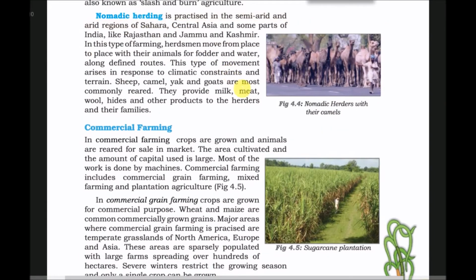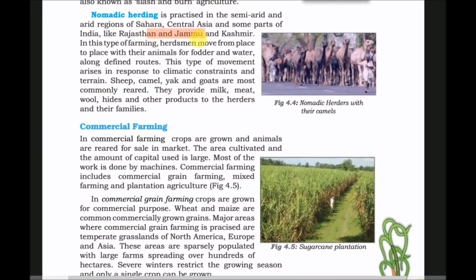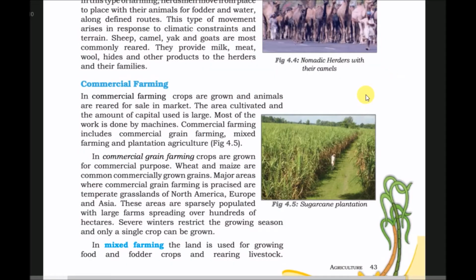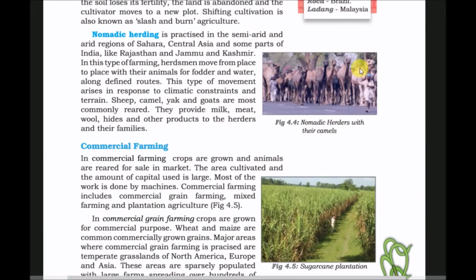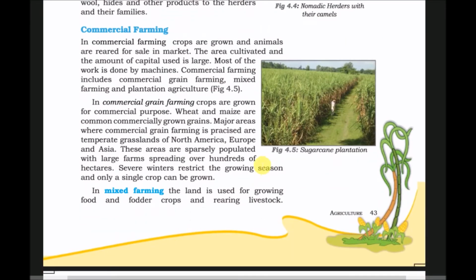Now nomadic herding is simply, here are the nomadic herders with their camels. Nomadic herding is the practice in the semi-arid and arid regions of Sahara, Central Asia, and some parts of India like Rajasthan and Jammu Kashmir. In this type of farming, herdsmen move from place to place with their animals for fodder and water. They use their animals for their livelihood also, because from cows they produce milk and then they sell it, and then they get money. So they move with their animals and family from one place to another in search of fodder. Fodder means just food for animals.